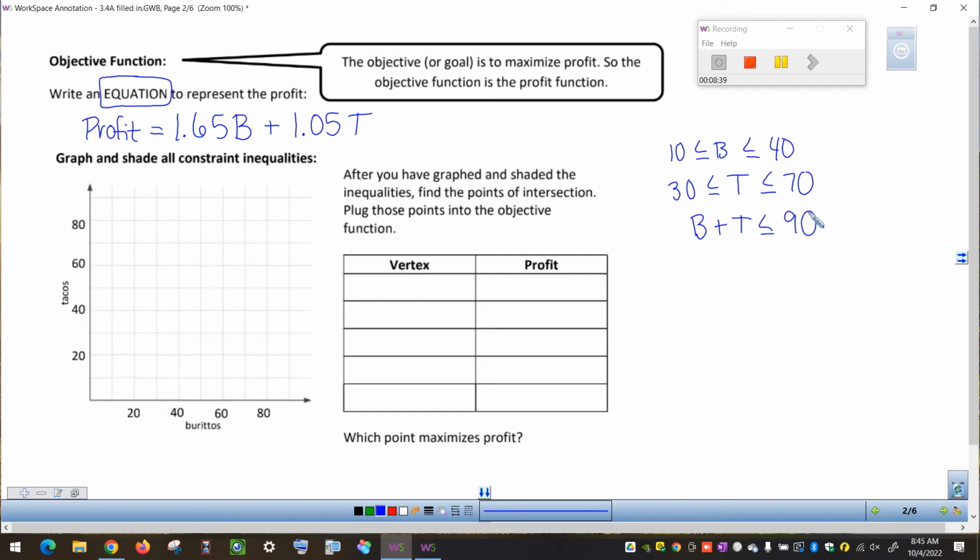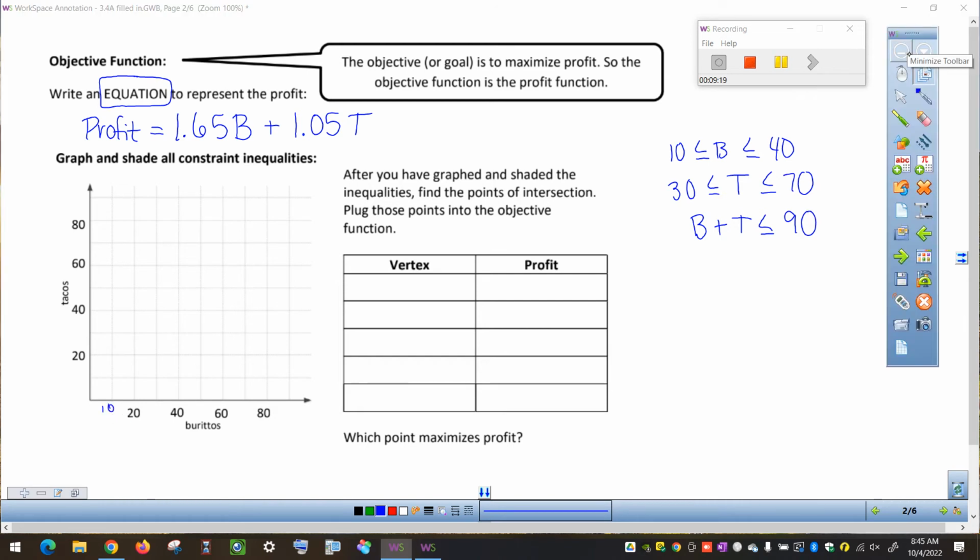So let's take a look at this constraint for the number of burritos. So it has to be at least 10, but no more than 40. So where the burritos are, that's like on our x-axis, I'm going to identify where 10 burritos would be. That's right here. And this is going to be a vertical line going through the burrito value of 10. So that's one boundary point on the left side. And then we're going to do another vertical line here going through the burrito value of 40. That's the other boundary on the other side.